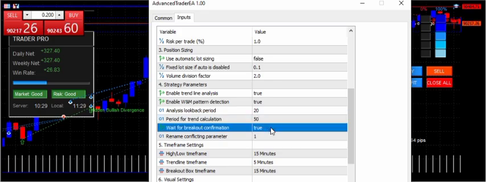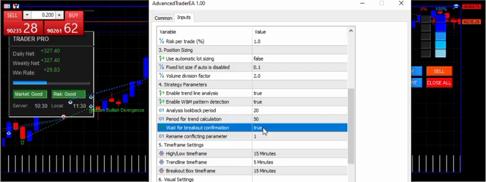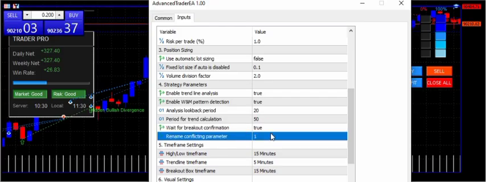Then we have to wait for a breakout confirmation. In as much as we are using support and resistance, there are limits. Once it breaks out of any of those levels, it will confirm that this is true before entering any market. It doesn't just enter the market immediately when it breaks out. It's going to confirm, analyzing the market again and again within a second, in order to verify that this is true, then execute the market. Then the remaining confirmation parameter is logical, so I won't explain that.